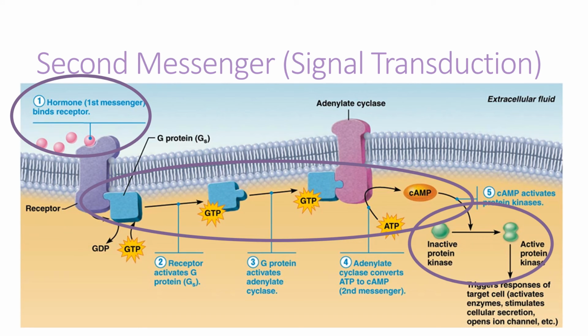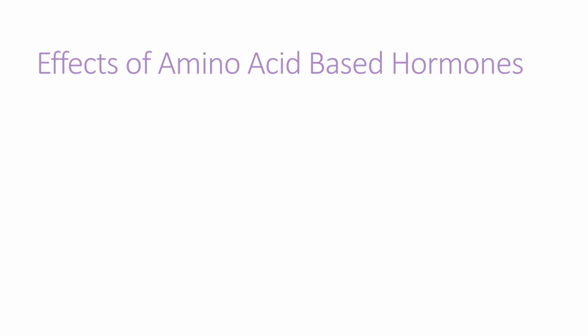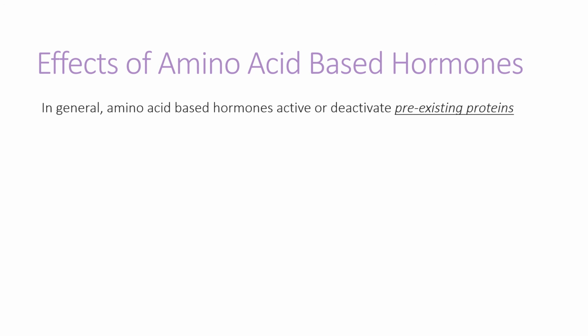Eventually, this usually activates a kind of protein or a kind of enzyme called a kinase. Kinases add phosphate groups to other things in the cell, or phosphorylate those other things inside of the cell. That addition of a phosphate serves as the signal to turn that existing protein on or off. Because of the way the amino acid-based hormones work using this second messenger or signal transduction system, most amino acid-based hormones activate or deactivate pre-existing proteins that were already available within the target cell.